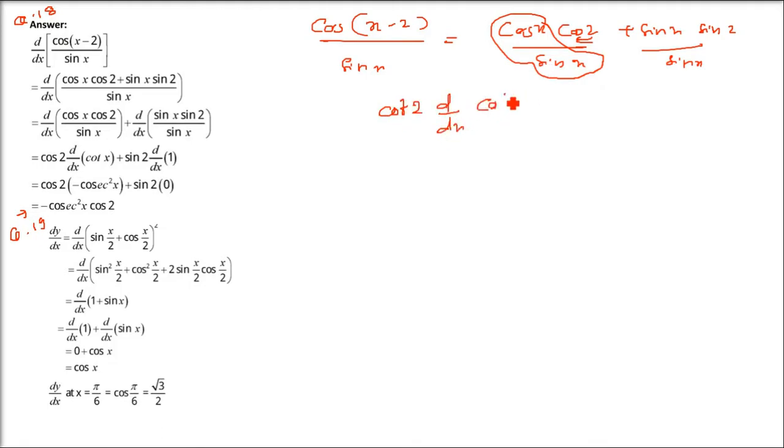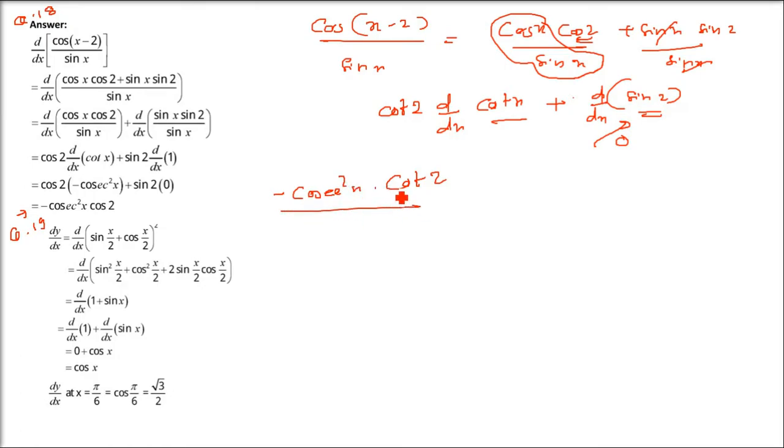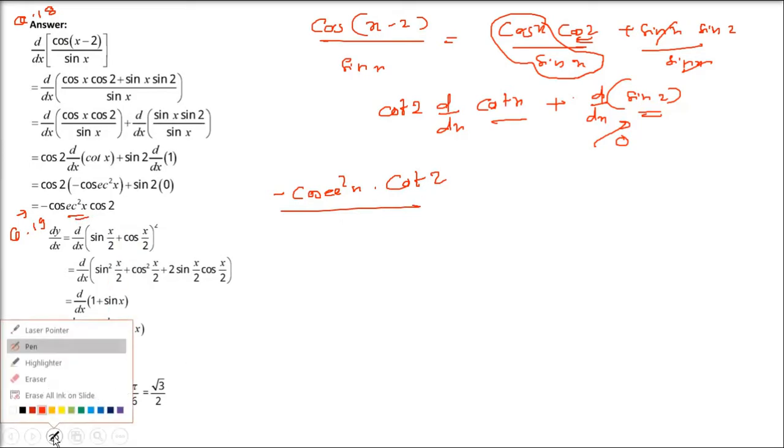dy dx of cos x only will be done, because we are differentiating. Plus this sin x will cancel. Sin 2 is a constant. So if you differentiate sin 2, it is a constant, so it will be 0. Differentiation of a constant is always 0. So cot 2 times dy dx of cot x, which is minus cosec square x. So it will be minus cosec square x cot 2. So this is the final answer for question number 18. Let me just clear it.